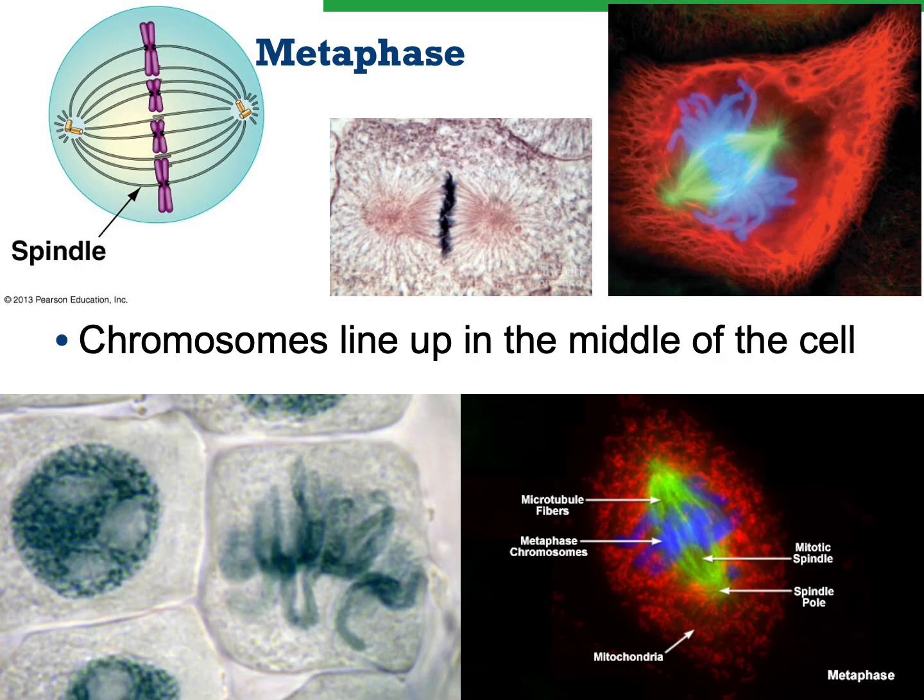In the next stage, metaphase, the chromosomes will line up in the middle of the cell. You can see in this fluorescent image the mitotic fibers, the mitotic spindles right here in green, and the spindle pole, the metaphase chromosomes in blue, and the mitochondria in the outer parts of the cell in red.